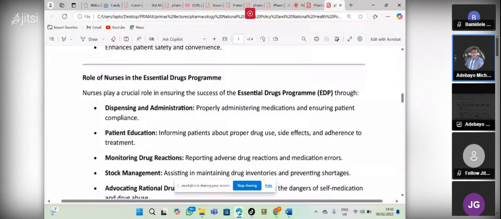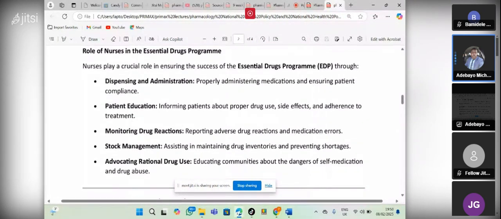Another role of nursing is patient education. What is the drug used for? What are the side effects? What are the things that they need to adhere to? Maybe use it before you eat. I remember yesterday, Bamidele talking about some slowly released drugs that you shouldn't chew, or some drugs that you should use before food, like levothyroxine. So for patient education, these are what the nurse takes as a role in this program.